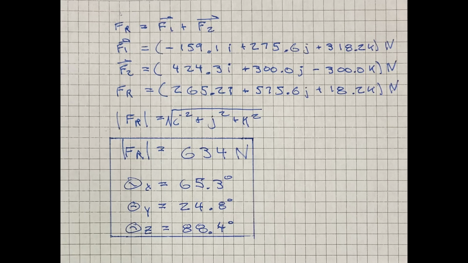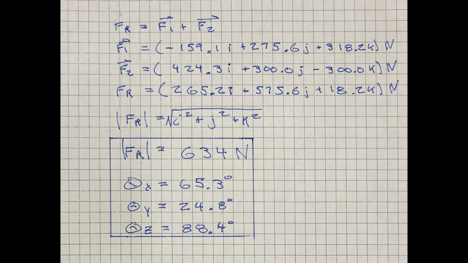And so my vector description for the resultant force is 265.2 I plus 575.6 J plus 18.2 K, and it's newtons. And again, I'm reporting 4 significant digits. I then state the equation for determining the magnitude of that, which is Pythagorean's theorem. I'm going to solve for that, and I get 634 newtons.